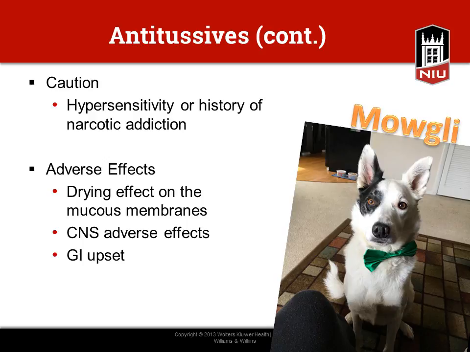According to a different textbook that I have, it says that dextromethorphan is the most effective over-the-counter non-opioid cough medication. It obviously does not cause the opioid euphoria or physical dependence. Adverse effects, we might get some mild CNS adverse effects, perhaps a little bit of sedation. Obviously, our opioids will cause increased sedation. We'll see drying effect on the mucous membranes, and sometimes we'll see a little bit of GI upset.